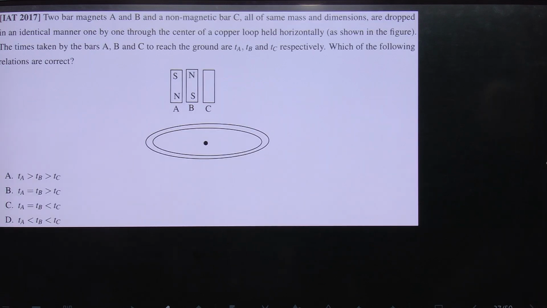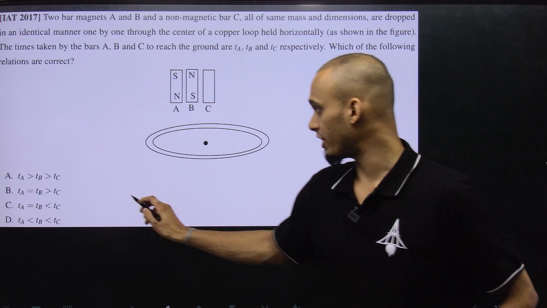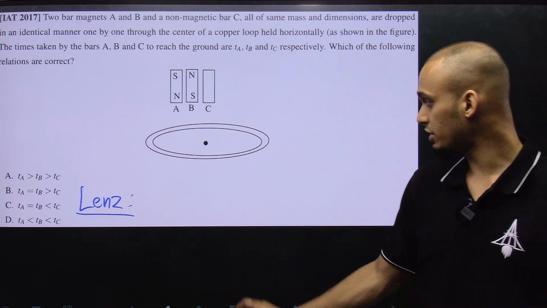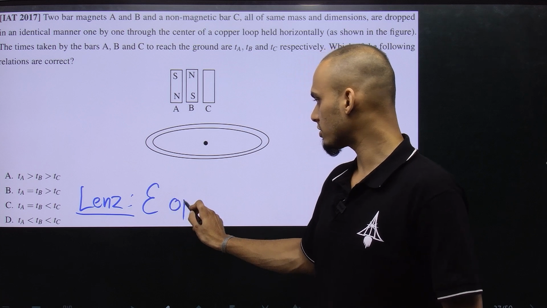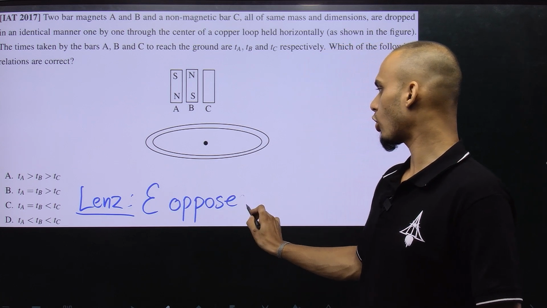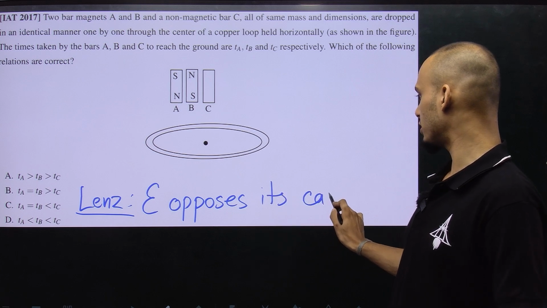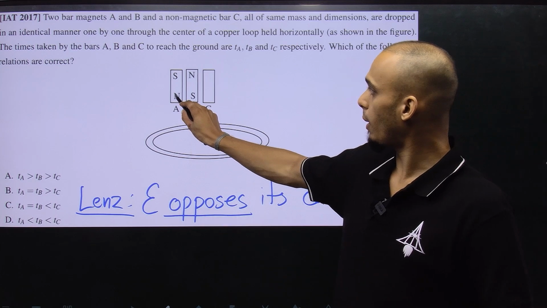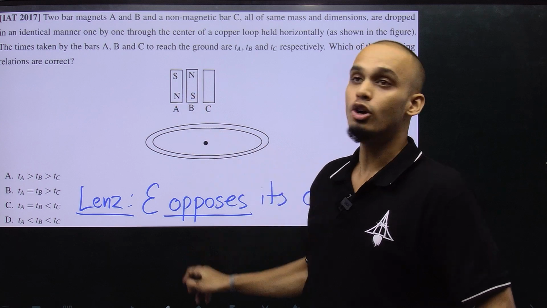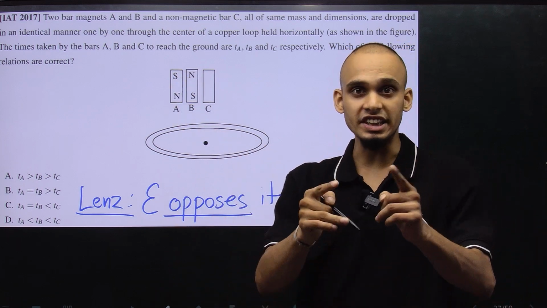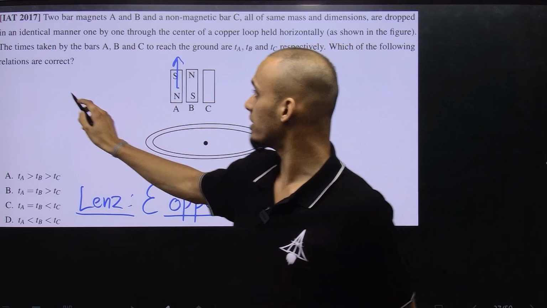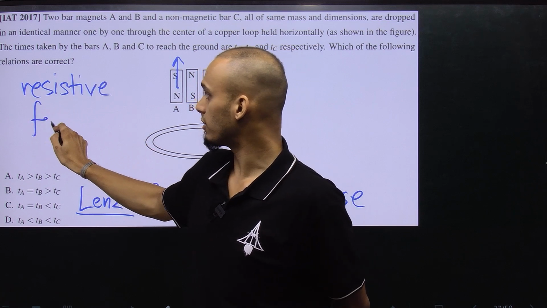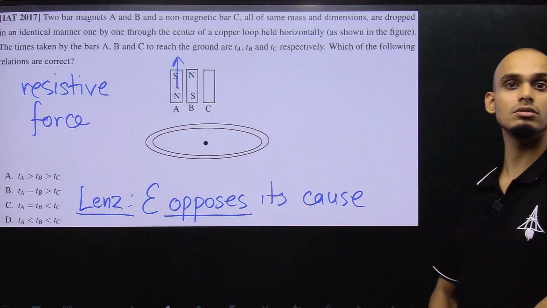Now this is a question in which you have to know the concept of Lenz's law very properly. Lenz's law states that for any EMF induced, the induced EMF opposes its cause, whatever causes the induced EMF, it will always oppose it. If the induced EMF is caused by a magnet with north pole facing towards the ring, falling downwards, the EMF will be such that it will exert a resistive force upwards. It will be a resistive force, and hence it will take a longer time to fall downwards.